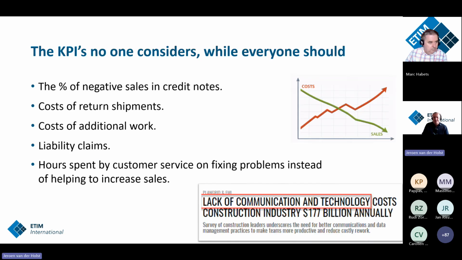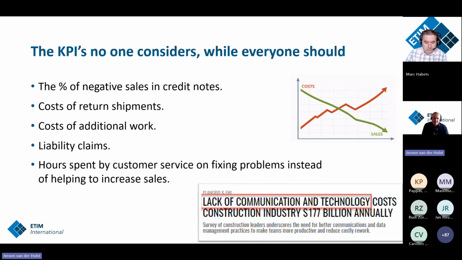Let me explain further. There are some key performance indicators that are often overlooked because they are hard to measure, because they deal with negative experiences. But these indicators can mean the world for your sales and profit figures. How much sales value, for instance, is credited at the end of the month? What if you could cut that number in half?